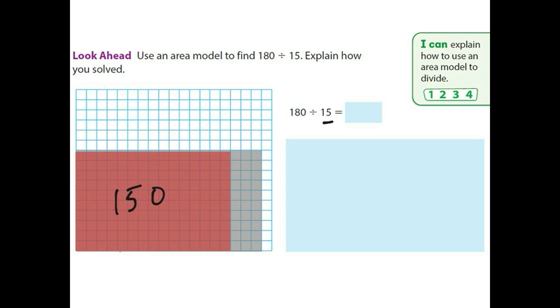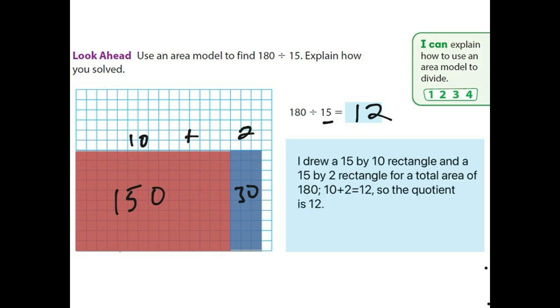And how many times 15 is 30? 2. So let me put my 10 here. And then 2 times 15 is 30. So 12. And here's how I would explain that. I drew a 15 by 10 rectangle and a 15 by 2 rectangle for a total area of 180. 10 plus 2 equals 12, so the quotient is 12. So that's how you do an area model.